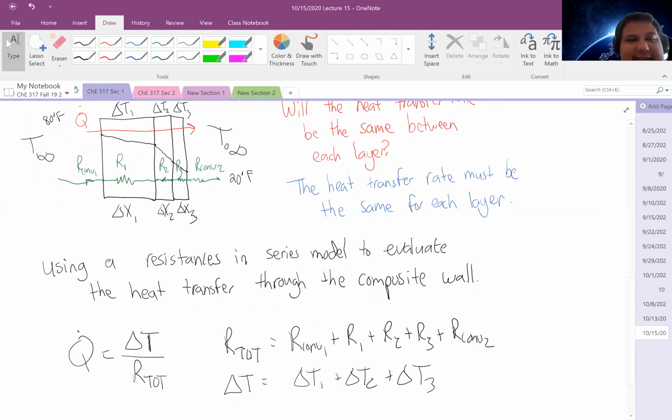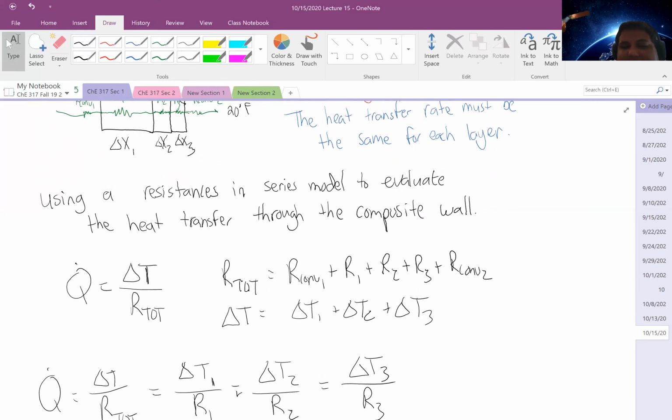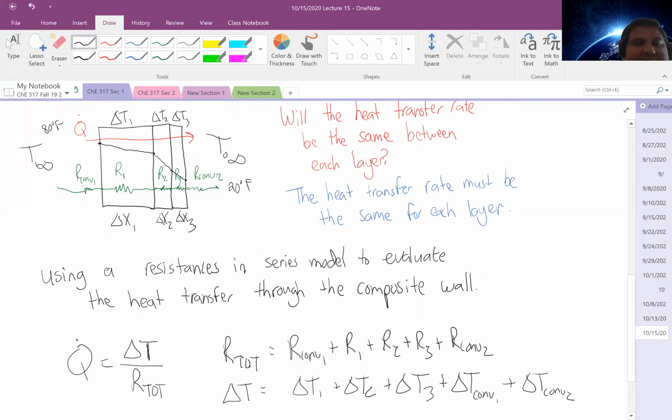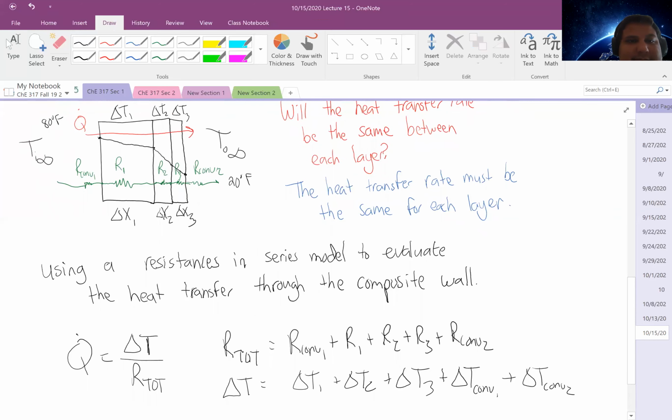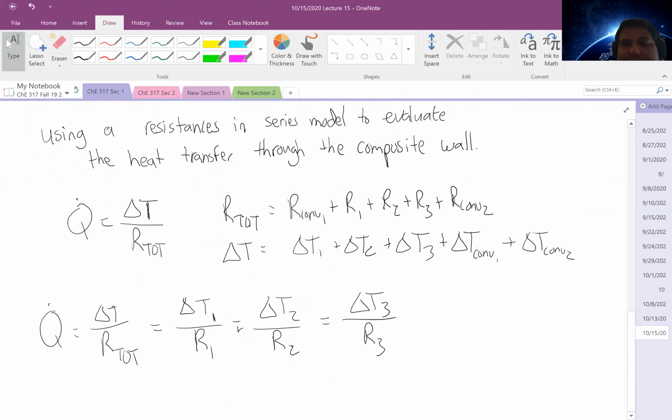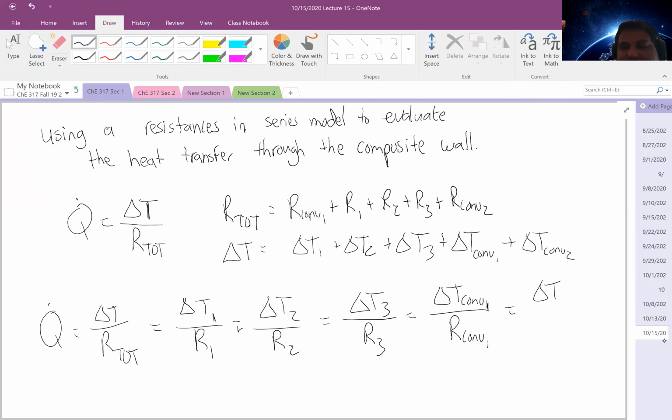And actually, as I've written this, there's probably going to be 2 more delta T's. There's a convective delta T on the inside, and there's a convective delta T on the outside. What that means is the temperature here at the surface is going to be different than the ambient. And the temperature here on the surface is going to be different from the ambient. So just for completeness, somebody might ask me about that here in a second.